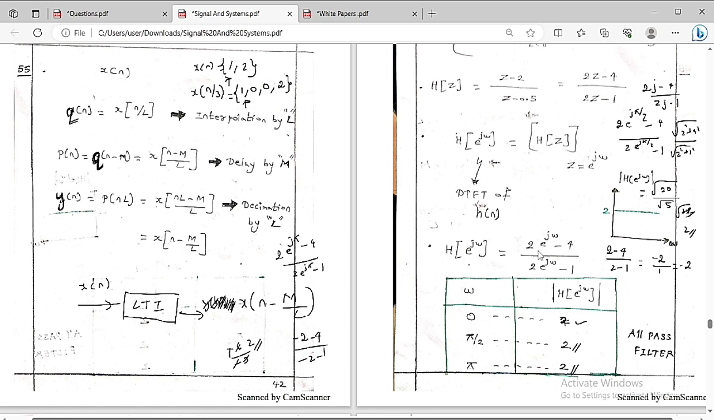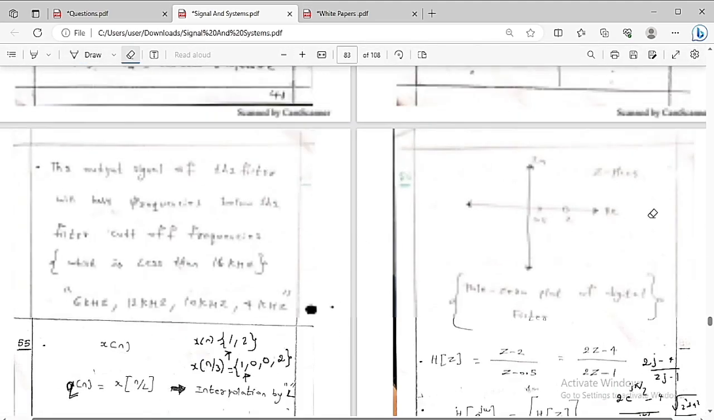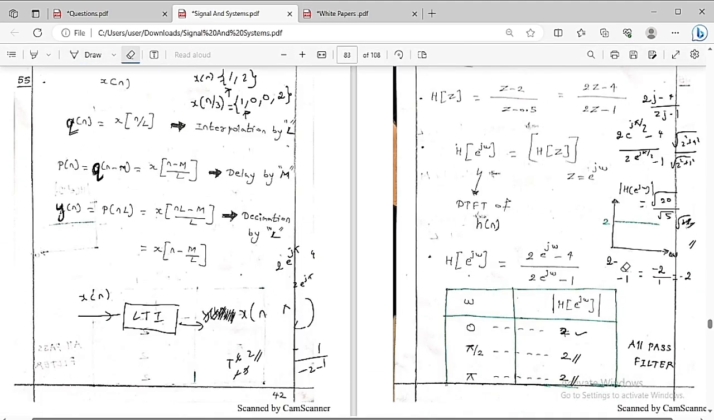So if you draw the picture, what do we get? Let me rub out all these things, because people may get confused. Now you can see clearly. If you see the graph, the magnitude of H of e to the power of j omega for all values of omega is always equal to 2. Therefore we can say this is an all pass filter.